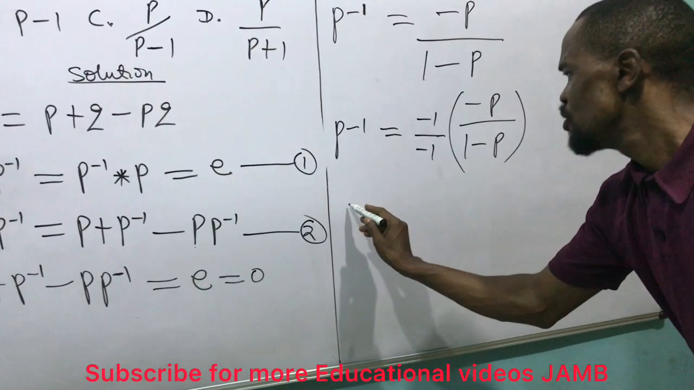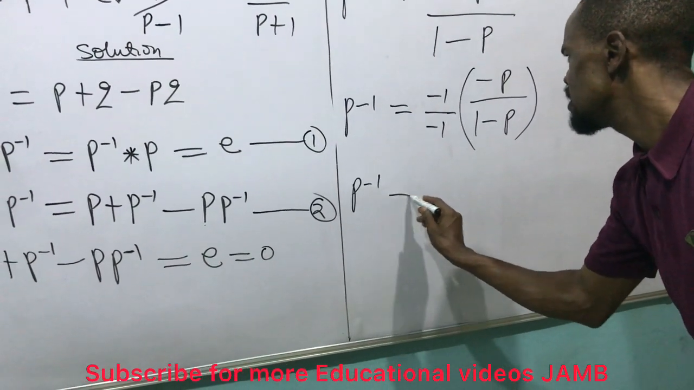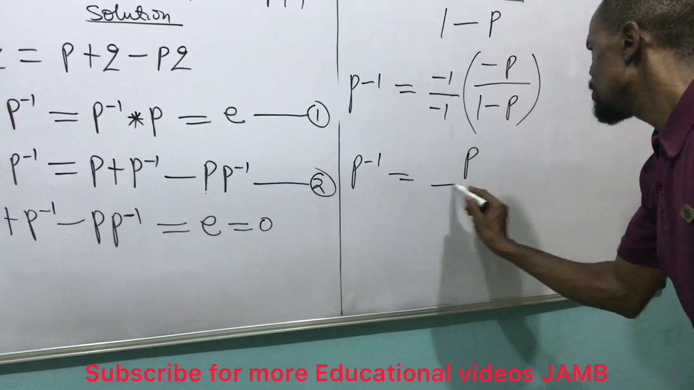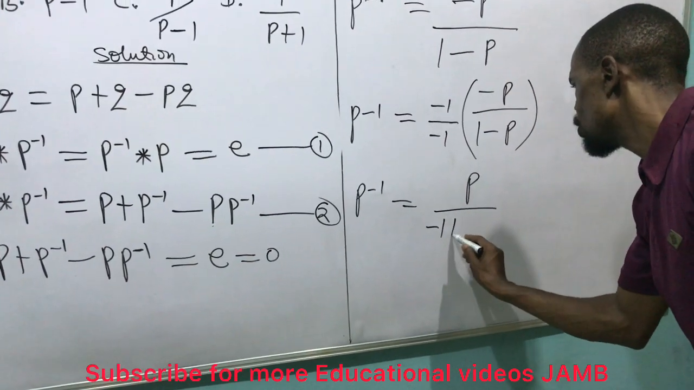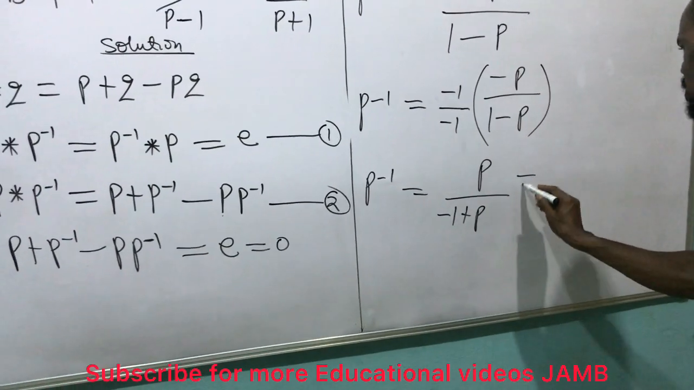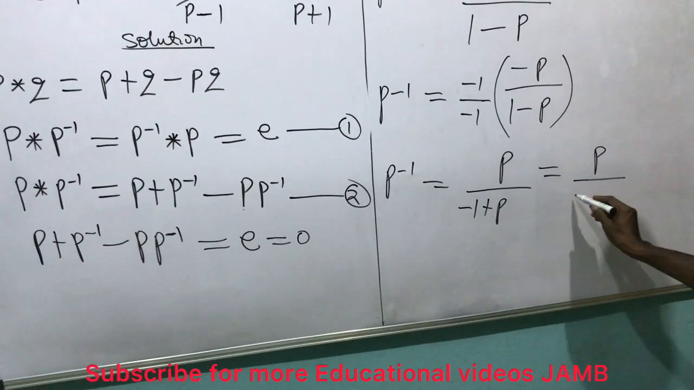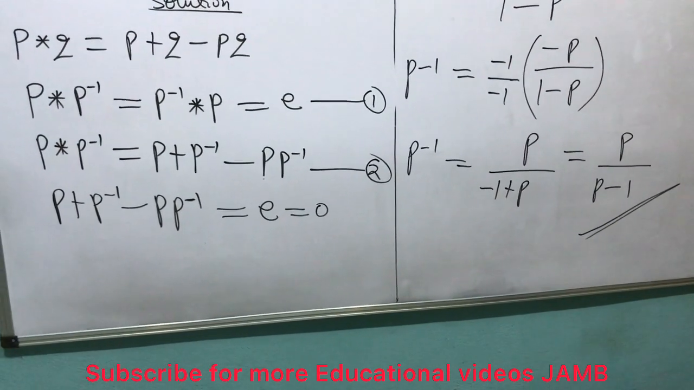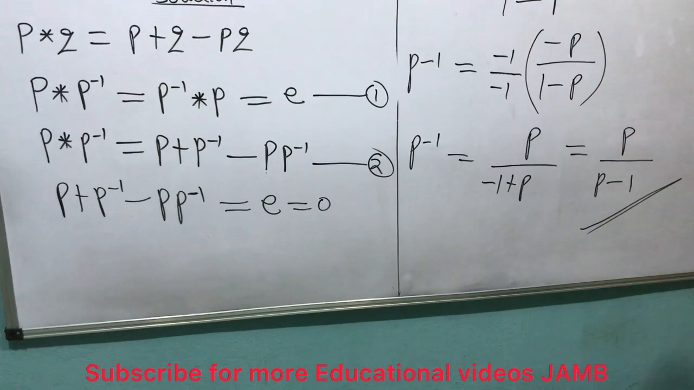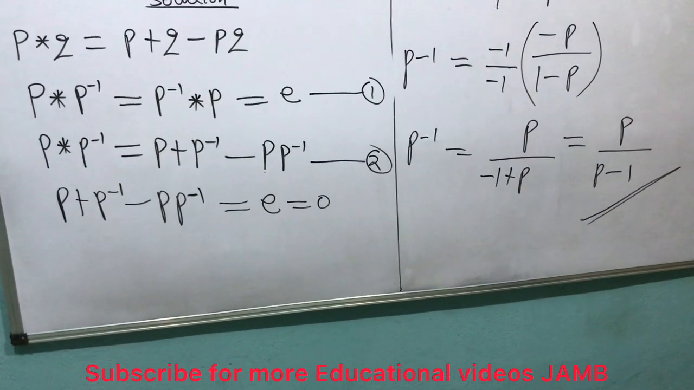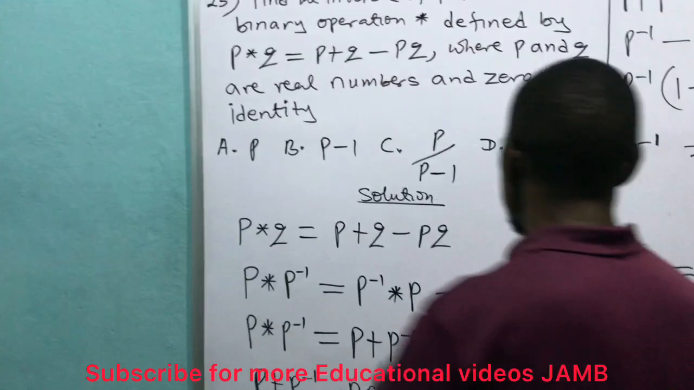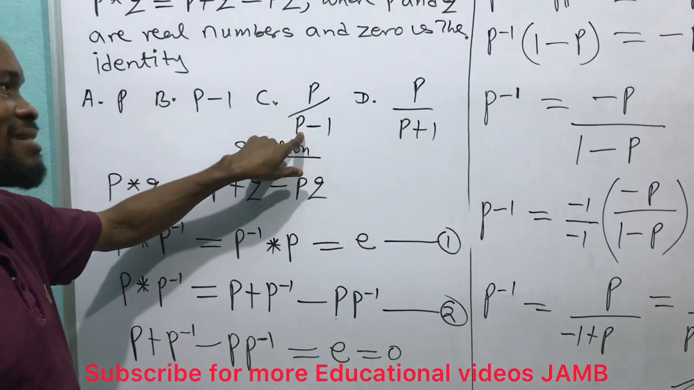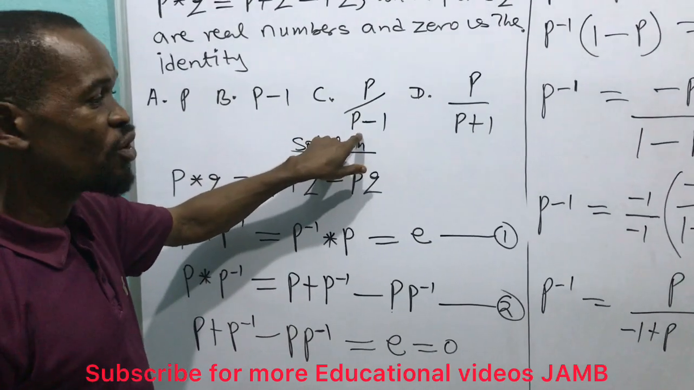Do you know that this will still give me this? Minus 1 times minus P will give me P. Minus 1 times 1 minus P will give me minus 1 plus P, which can be written as P all over P minus 1. And that's my answer. Are you following what I'm doing? That's my answer. And when we look to the options, I see that option C is the correct answer. Option C is the correct option.